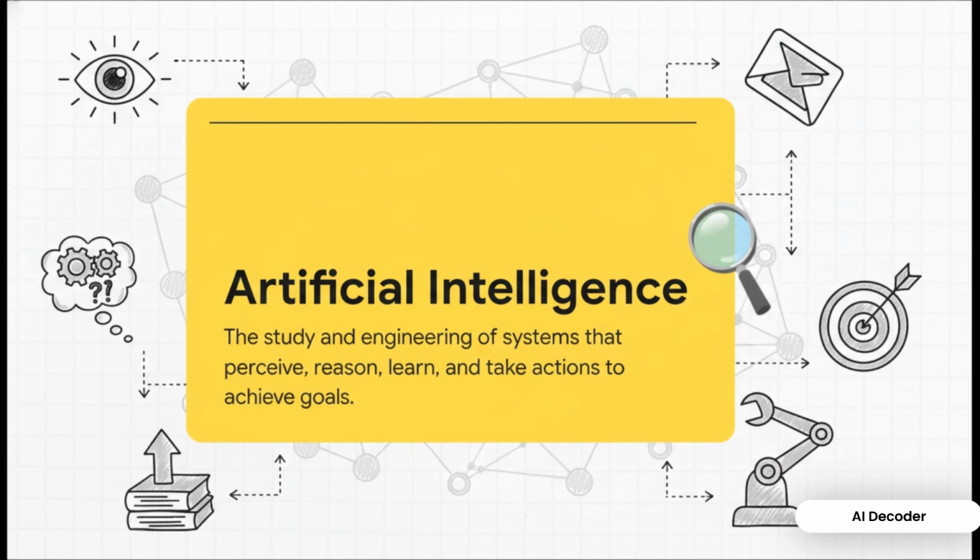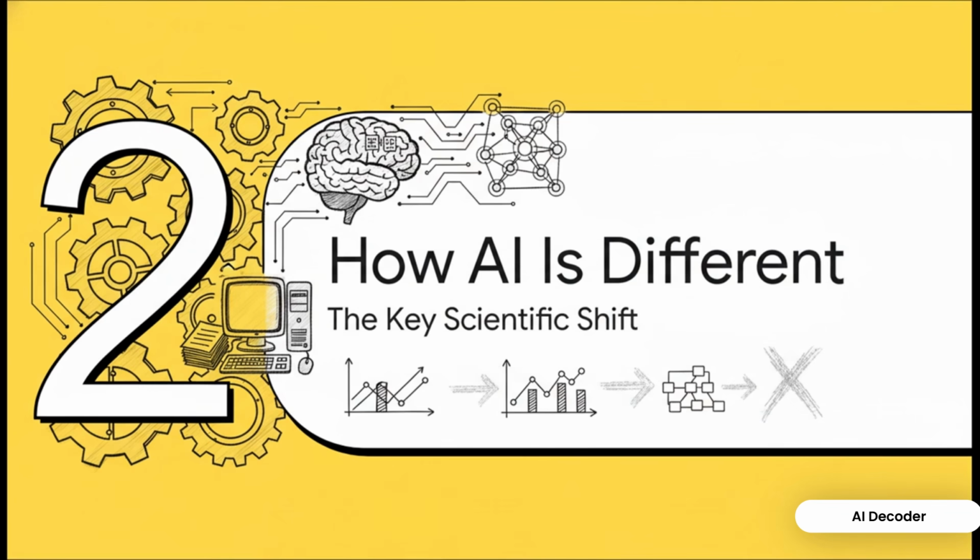So let's put those two pieces back together. Artificial and intelligence. What do we get? We get a really solid scientific definition. Artificial intelligence is basically the whole field of study, the engineering of systems that can do all those intelligent things we just talked about. Perceive their environment, reason, learn from data, and then take action to hit some kind of goal.